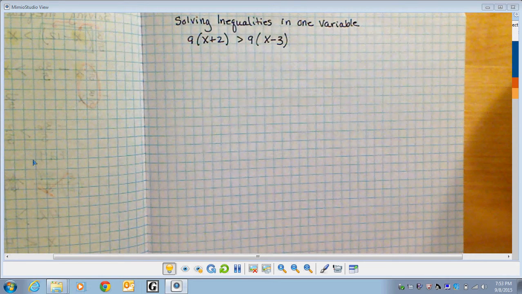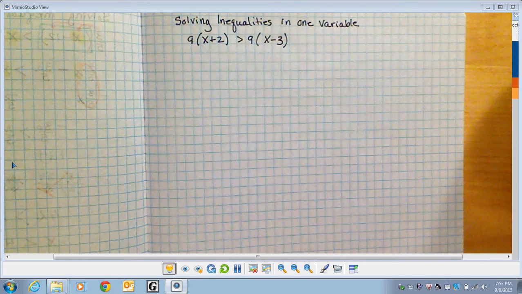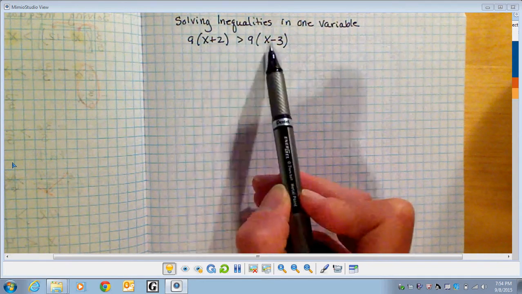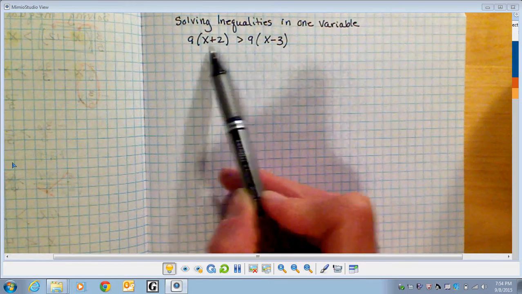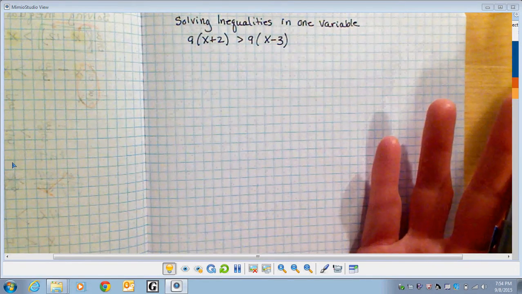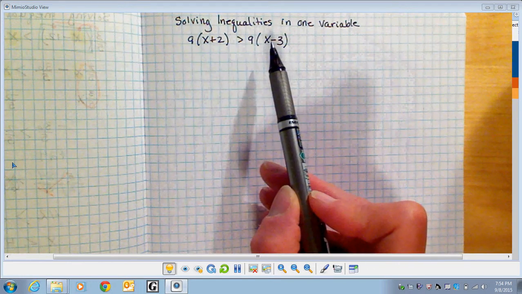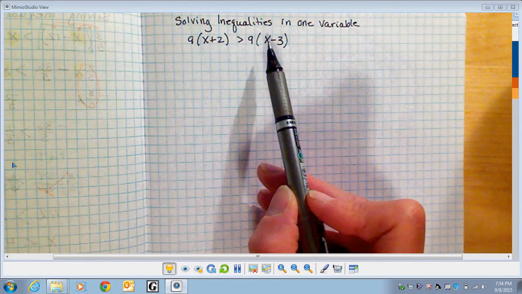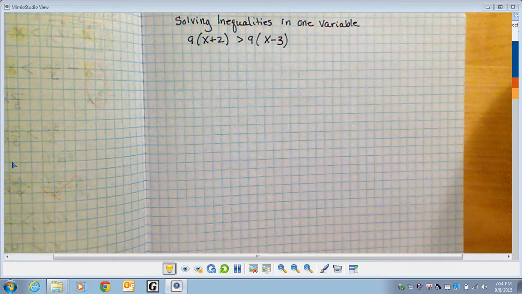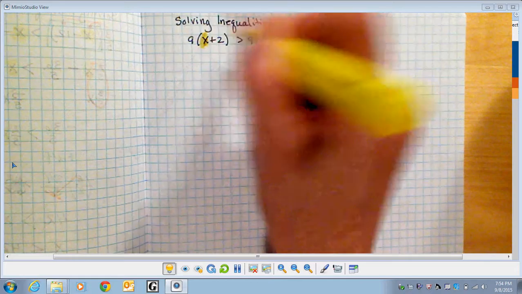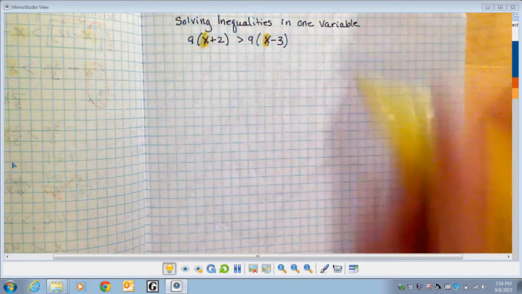Let's look at another problem with inequalities with only one variable. So our only one variable is x. Yes, it's on both sides of the inequality, but I only am dealing with an x variable. So again, I want to get x by itself. The problem with this particular problem is that x is inside the parentheses.